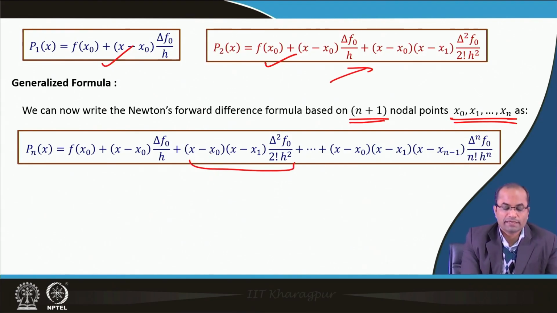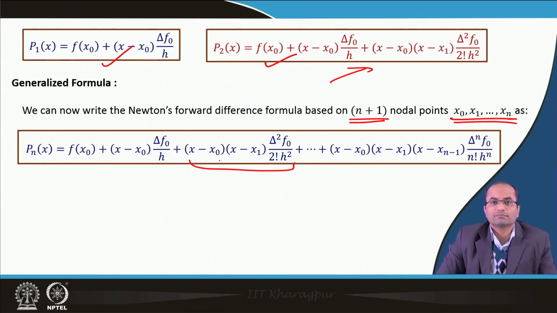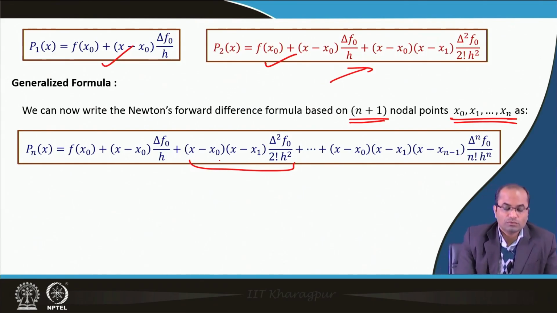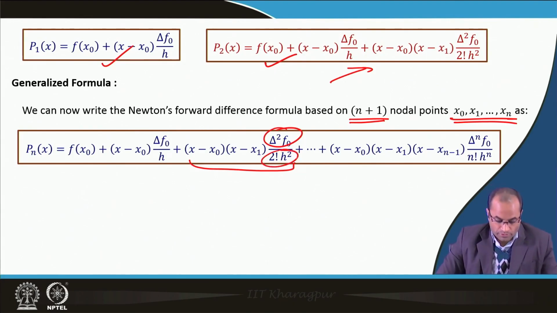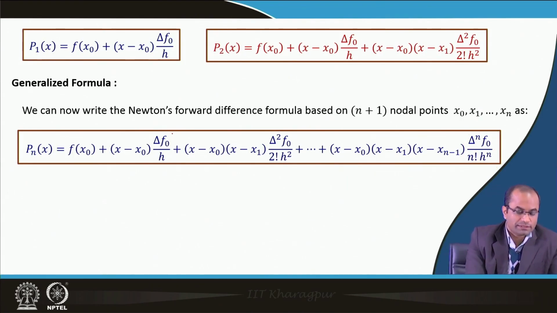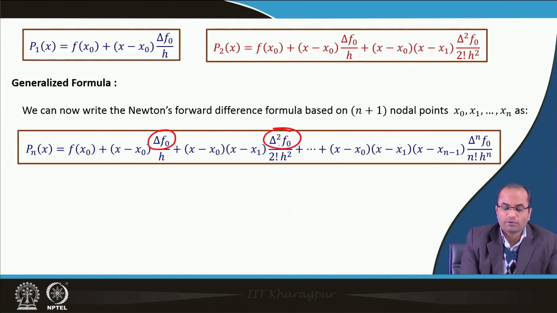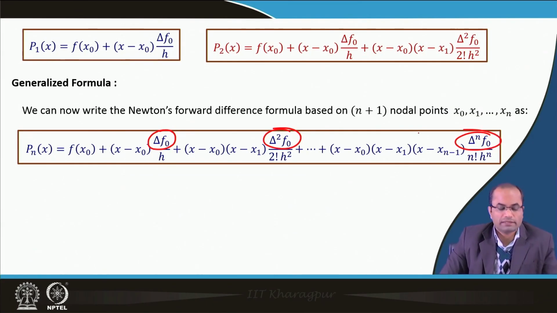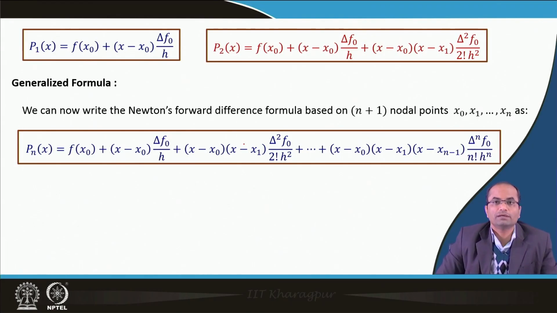So the next term will be x minus x naught, x minus x1, x minus x2, and there will be third order operator there, and then factorial 3 and h cube. So the last term, in this way we can get this nth order operator here on f naught. And what is interesting here is that from the table we can get all these values, delta f naught, delta 2 f naught, delta n f naught, and the rest is already there in the formula. We can get a polynomial easily.